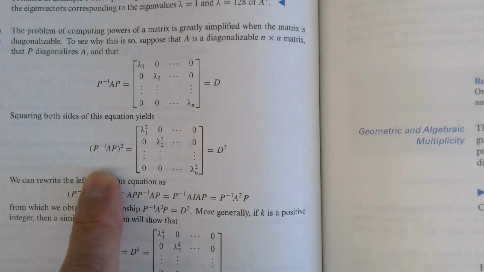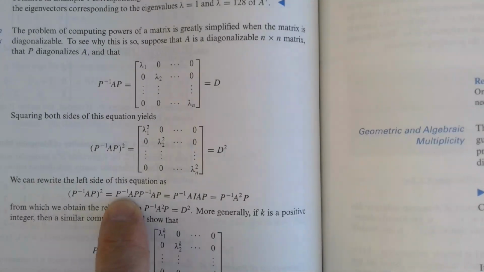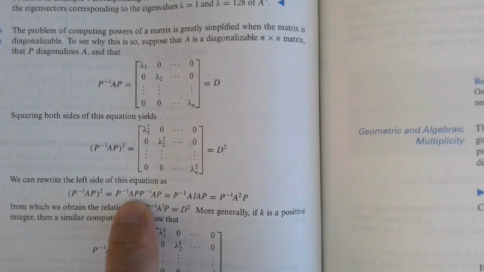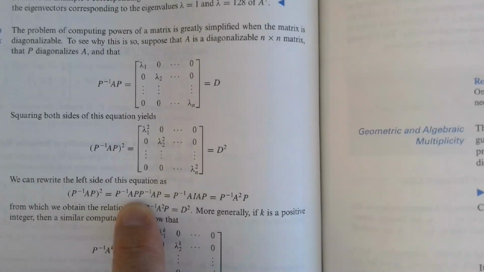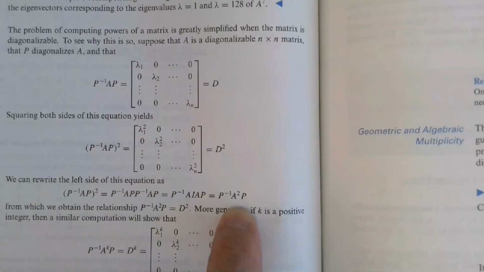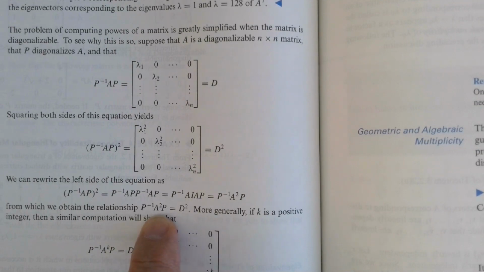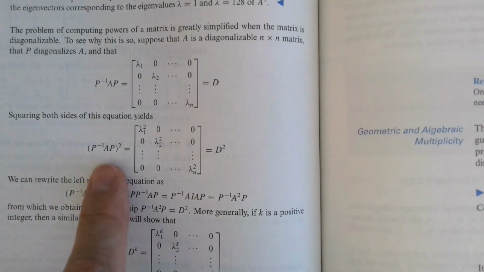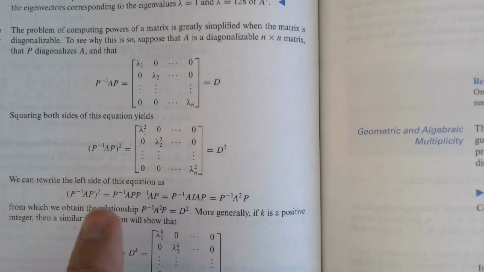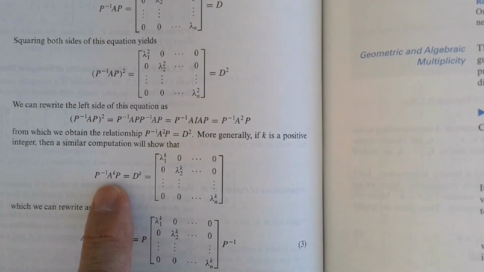But if I look at this expression here, if I square P inverse AP, it's P inverse AP times P inverse AP. And look in the middle there. The P times P inverse is just the identity. A times A is A squared, right? And we get this expression. Well, if I cube both sides or raise it to the 4th power and so on, what's going to happen? In general, to the kth power, I get this.